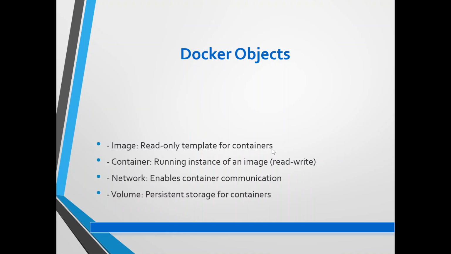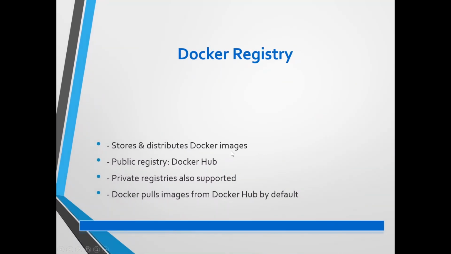Next, we'll understand what is Docker registry. It stores Docker images, and it can be public, for example Docker Hub, or private. By default, Docker looks for images on Docker Hub.